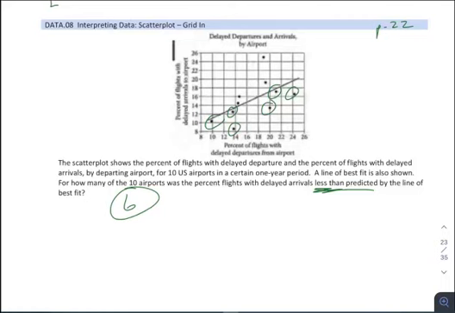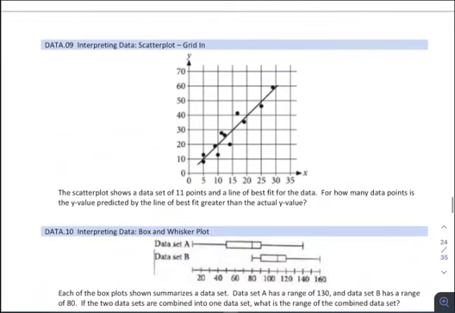Okay, let's look at the very next question, the very next question on the next page. Okay, it asks the same thing, but in a slightly different way. So see, how would you answer that one? This one is asking for how many of the data points is the y value that's predicted by the line greater than the actual y value. So this is another way of saying the exact same thing, right?